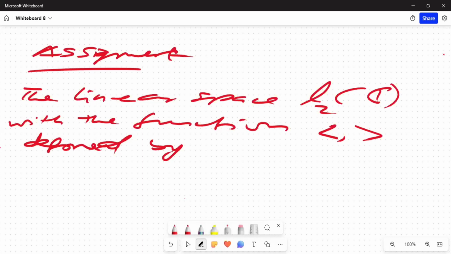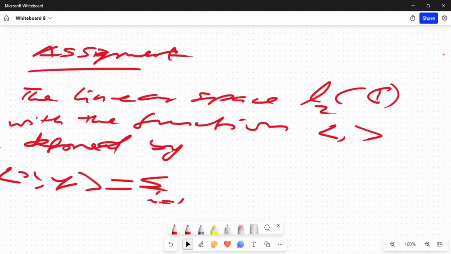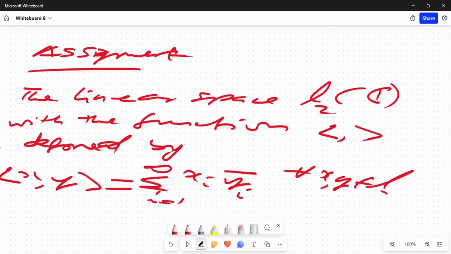Defined as follows. In sequence spaces, if you pick x and y, the inner product of x and y is defined as the summation, i running from 1 to infinity, because L2 is infinite dimensional. I'm sure you remember what L2 stands for. It counts from 1 to infinity of x_i times y_i's conjugate, for x and y in L2.